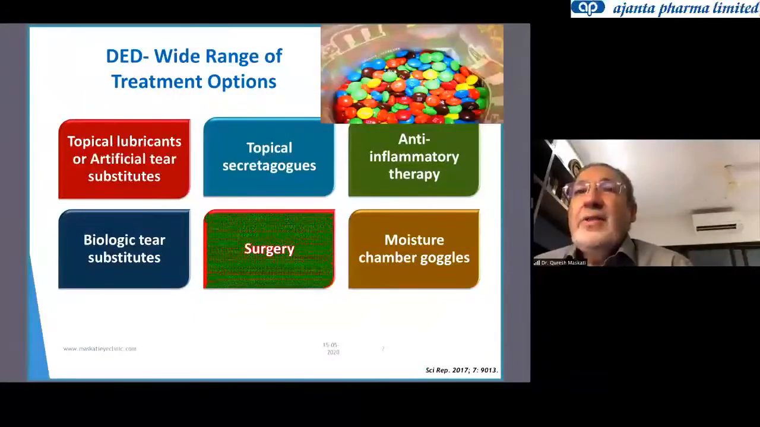Dry eye disease is treated with a wide range of treatment options. We have lubricants, secretagogues, anti-inflammatory therapy, surgeries, moist chamber goggles.